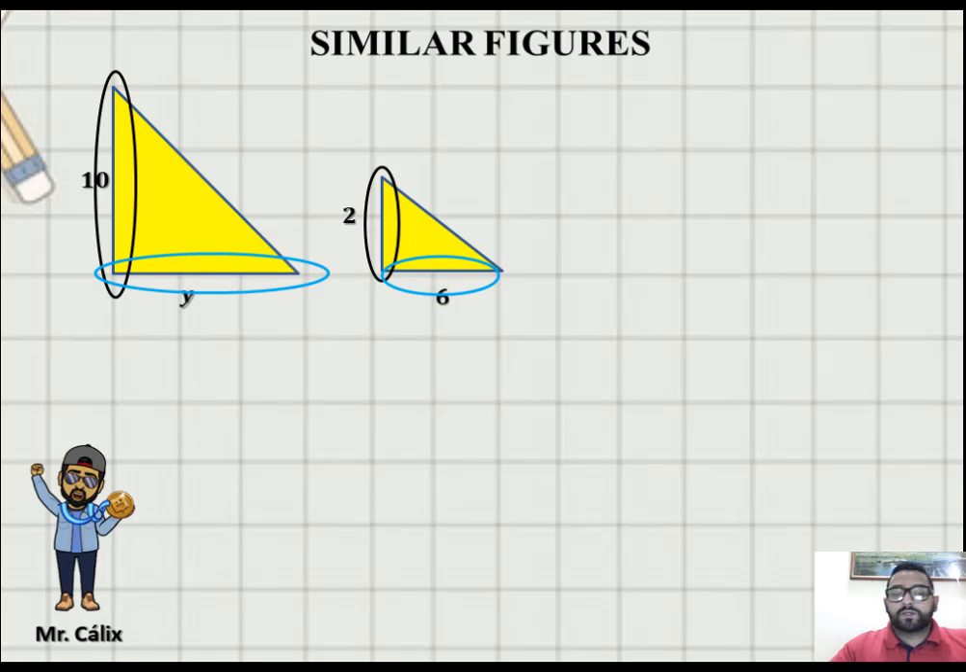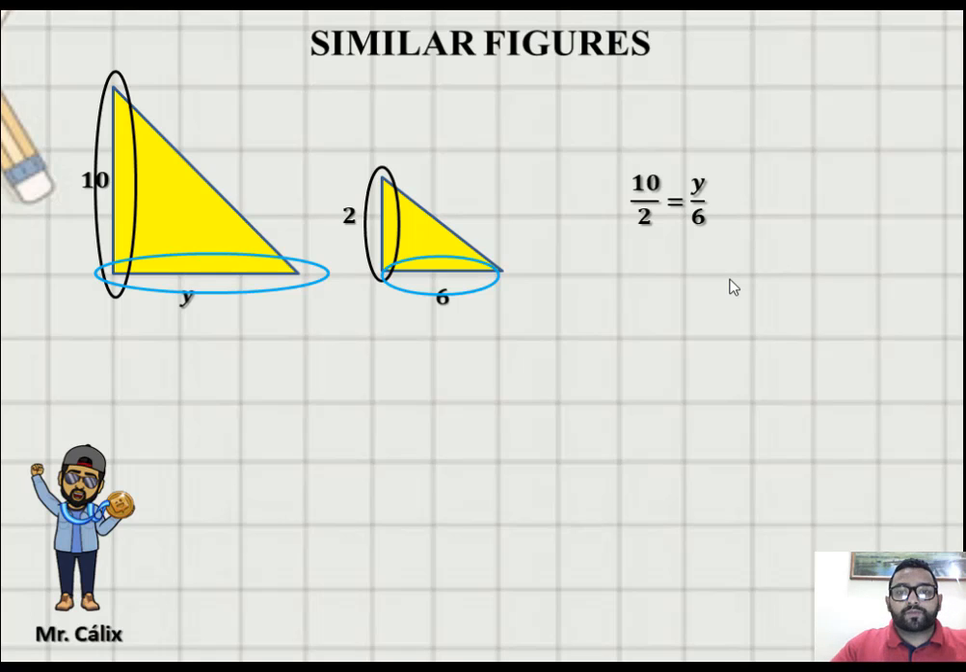To write this ratio, we are going to compare the 10 with the 2. So 10 over 2, we're going to write as a ratio. Then y over 6. Remember, if you start with this figure, you're going to start with this variable on the other side.